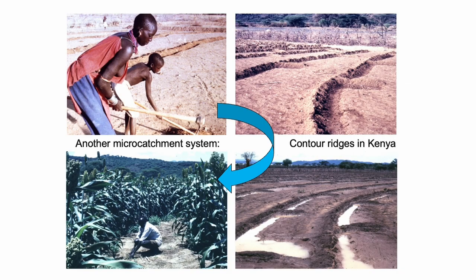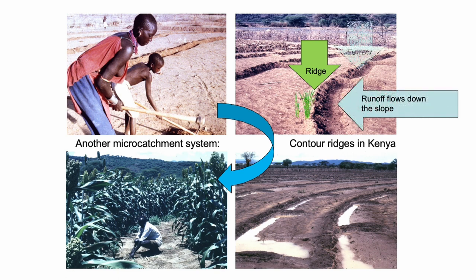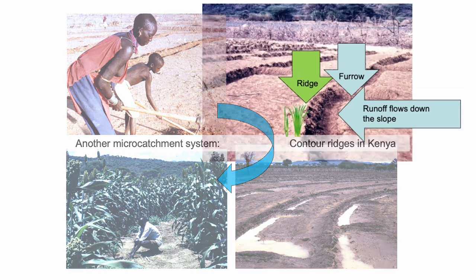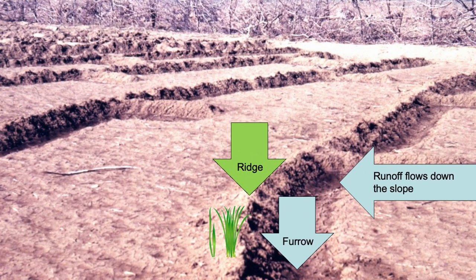Contour ridges are another example of microcatchment water harvesting. The ridges are marked out along the contour and dug by hand at a spacing of 1.5 to 2 meters. The spaces between the ridges act as catchments, and these feed the crops with runoff, which collects in the furrows. And the crops are planted on the ridges, where they benefit from the extra water.